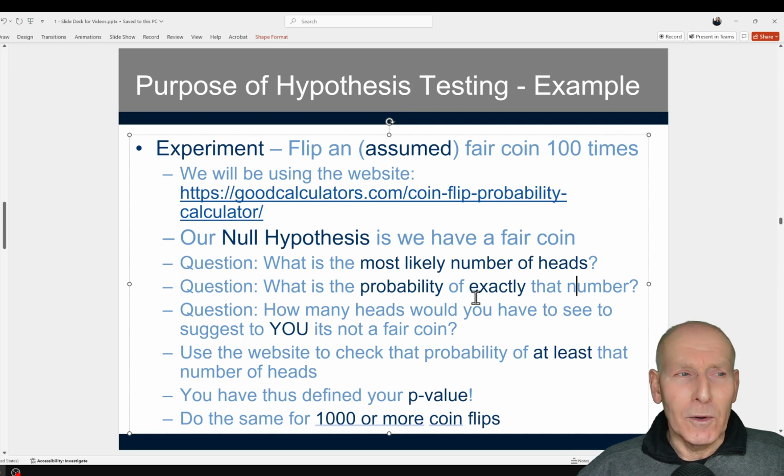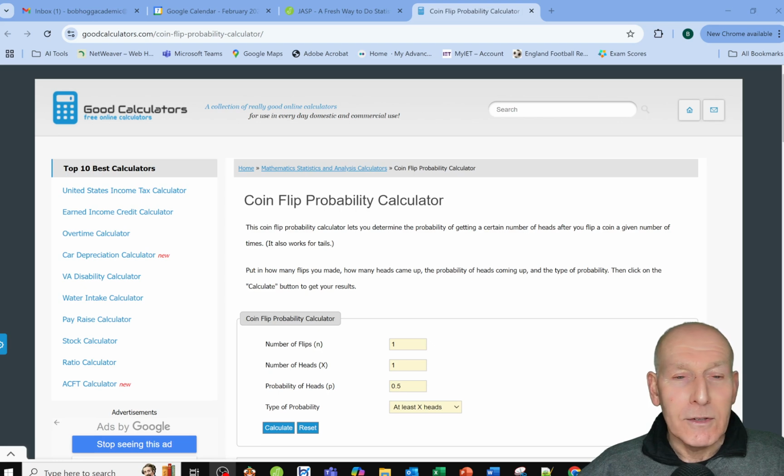Now, to do all of these number calculations, I've found a nice little calculator on the web. And so if we go and have a look at that, then that will give us some numbers to work with. So here is the calculator, and you can see you've got the number of flips, the number of heads that we're looking for, and the probability of heads, which we'll assume is a fair coin. Again, we assume the null hypothesis is correct, which means the probability of a head is 0.5.